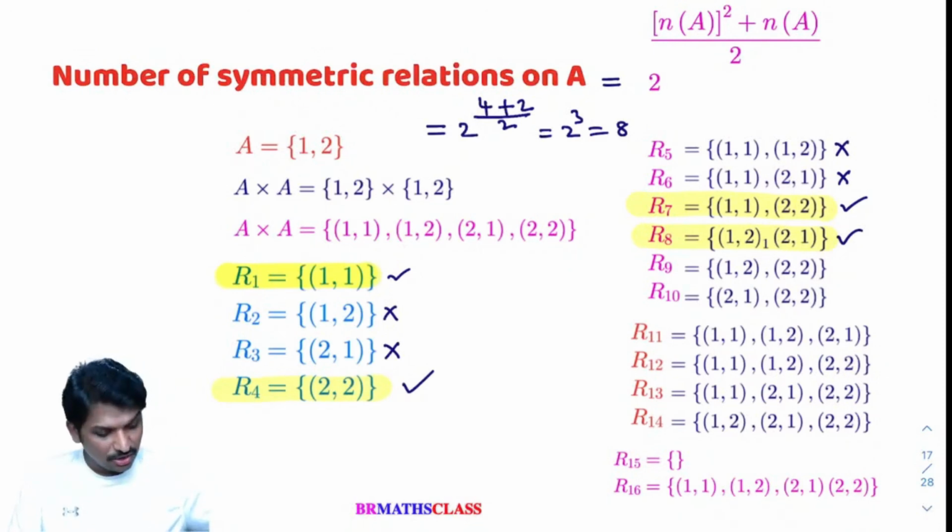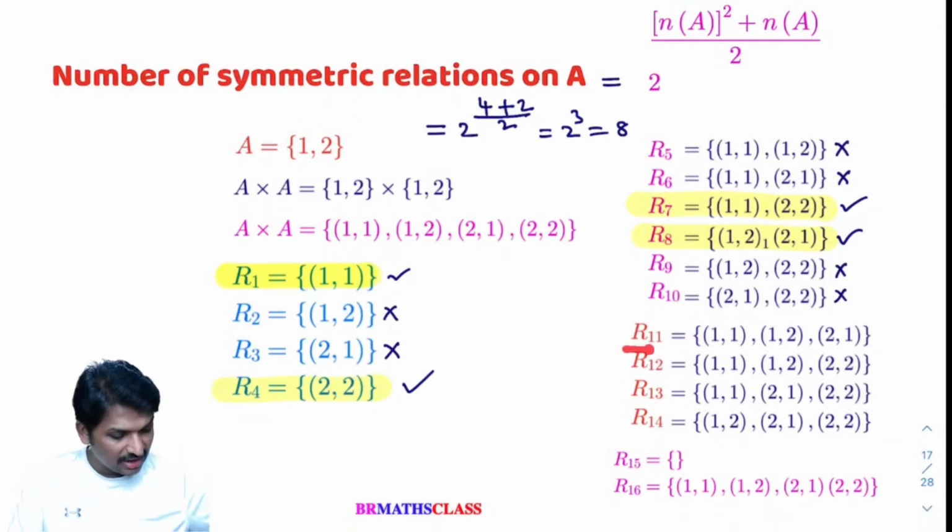Right, good. Now see R9. (1, 2) is present in R9. Is (2, 1) present in R9? No, (2, 1) is not present in R9. I know these things take time to explain, but you will get clear clarity about which one is a symmetric relation and which one is not. That's why, even though it takes time, I am explaining all this. Now look at R10. (2, 1) is there. Is (1, 2) there in this relation? No, R10 is not a symmetric relation.